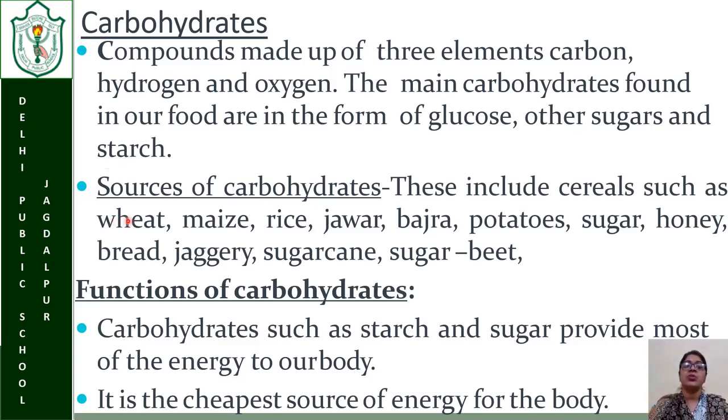So what are the sources of carbohydrates? We include cereals like wheat, maize, rice, jowar, bajra, potatoes, sugar, honey, bread, jaggery, sugarcane, sugar beetroot. All these are giving either sugar or starch. So they are the rich sources of carbohydrates. And what type of food are carbohydrates? They are energy giving food.